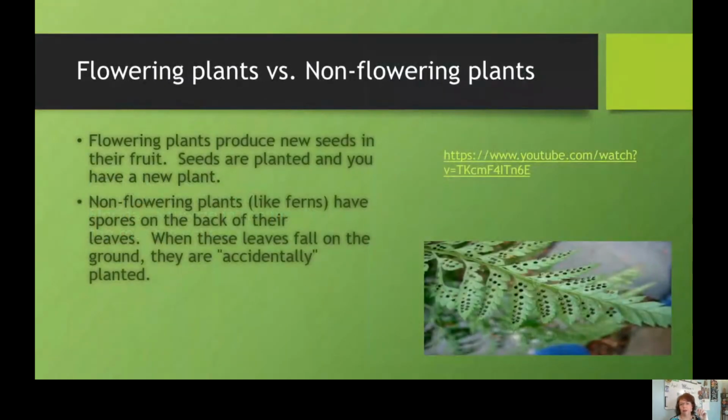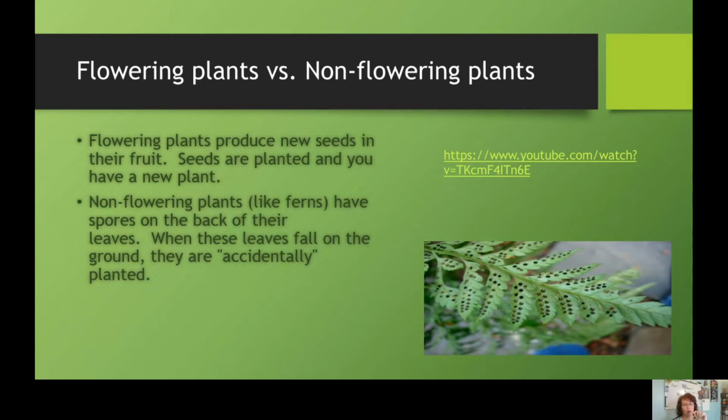Flowering plants versus non-flowering plants. I put a YouTube link on there. It's a hot link, so you can click on it and go there when you open the PowerPoint. Flowering plants produce new seeds in their fruit. They have to have fruit to have new seeds. And then you can plant the seeds and you get a new plant.